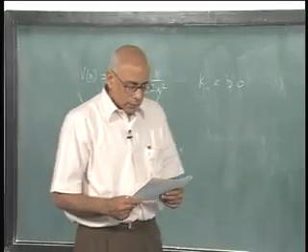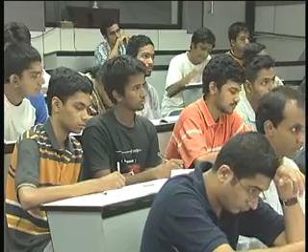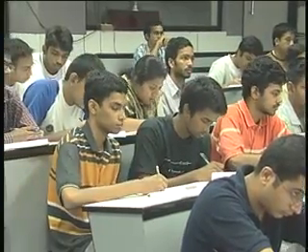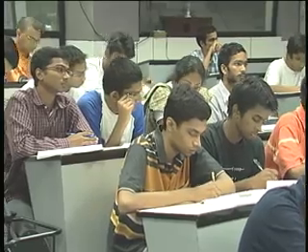The next one was: the canonical momentum of a charged particle moving in an electromagnetic field is dependent on the gauge chosen for the electromagnetic potentials. Yes, this is in fact true. Okay. The dynamical symmetry group of the n-dimensional isotropic harmonic oscillator is SO(2n). It's SU(n). It's actually SU(n) and not SO(2n).